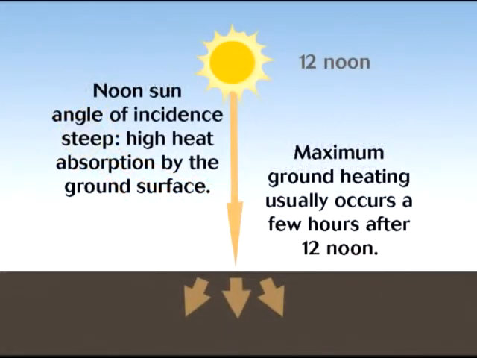The high sun angles at noon direct maximum energy transfer to the surface. However, maximum ground heating usually occurs 2 to 3 hours later, meaning afternoon thermals can be stronger after high noon.